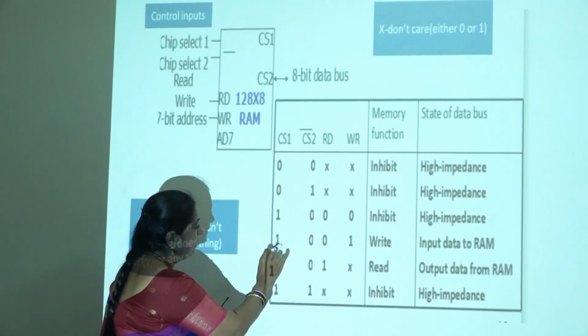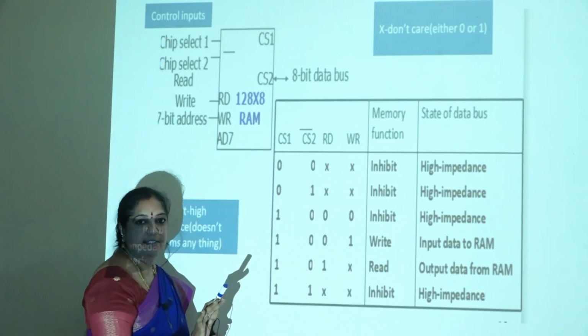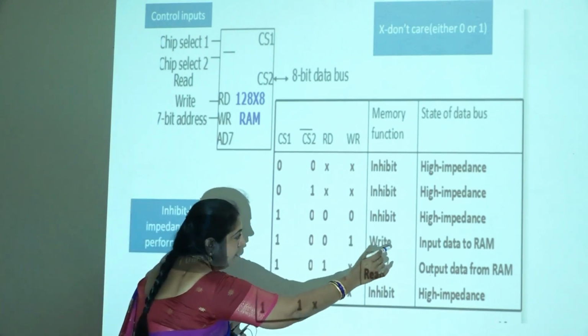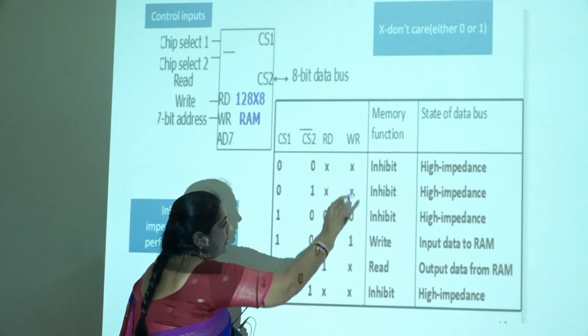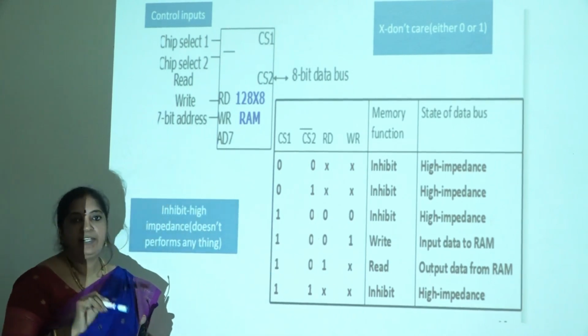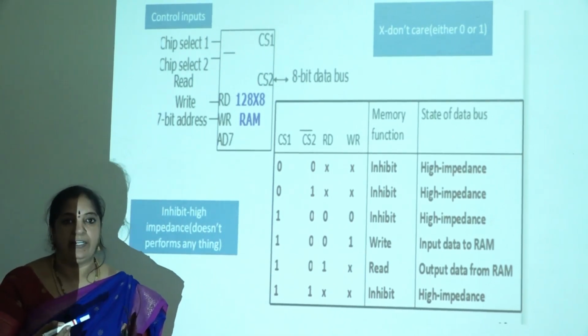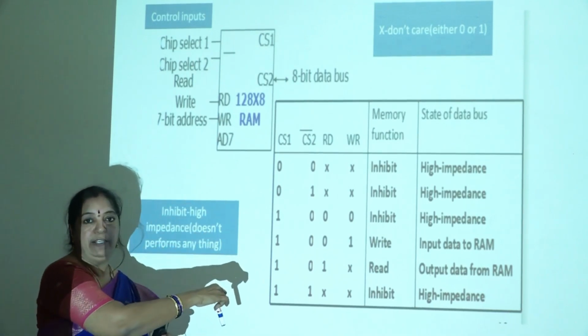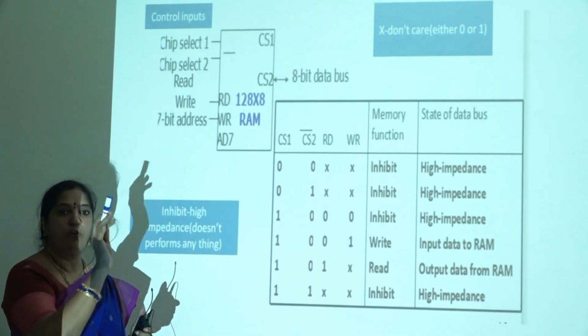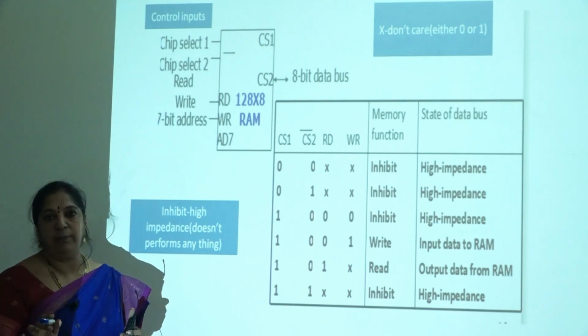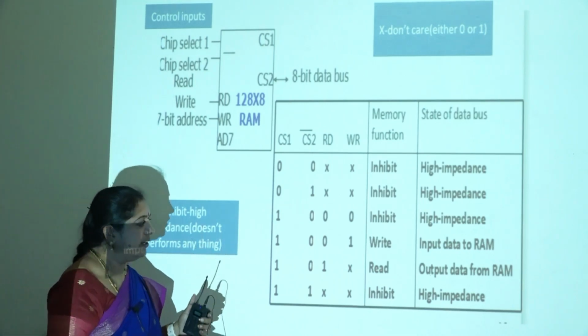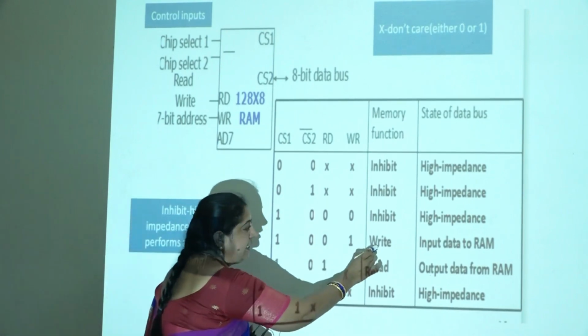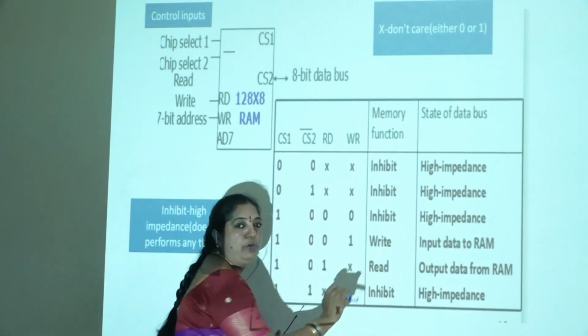So the next case, 1, 0, 1, 0 means it is active, and here the write bit is set. When the write bit is set, we are going to write. Where are we writing? We are writing in the memory. Memory means here RAM. ROM we cannot write, it is read only memory. So only in RAM we will write. That is the reason write means input data to RAM.